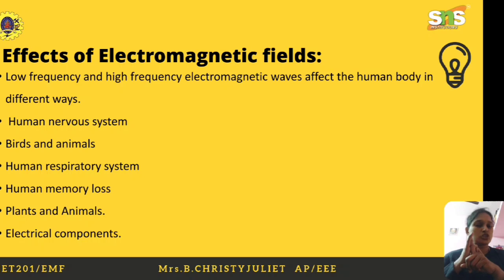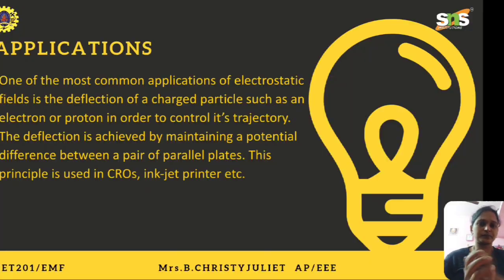And electromagnetic fields affect the human respiratory system, and also lead to memory loss, and also threaten the survival of plants and animals. And also this electromagnetic field affects other electrical components. A simple example is that when you are using your microphone and bring your mobile phone near it, you can hear a sound, right? It is a good example of electromagnetic interference.